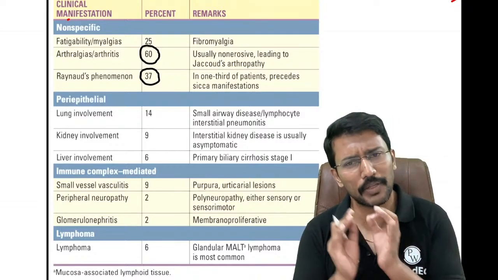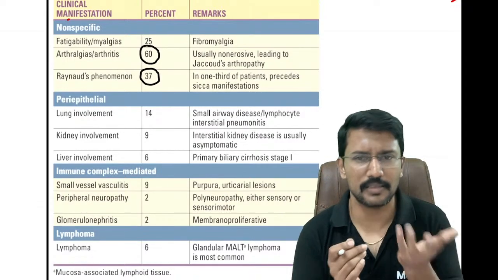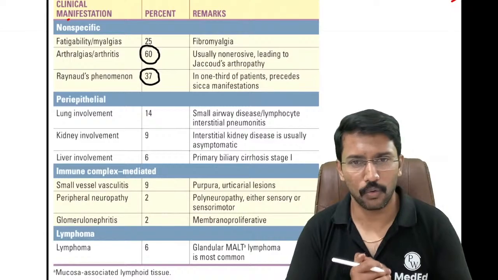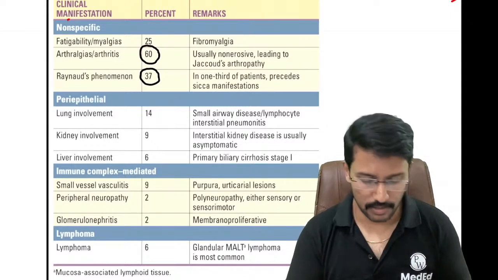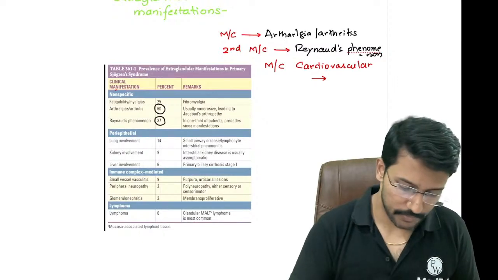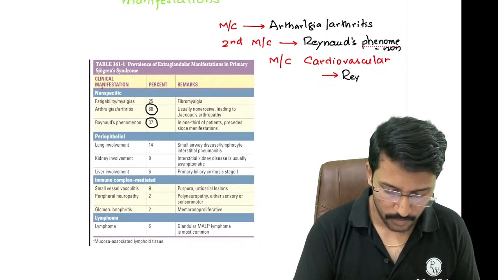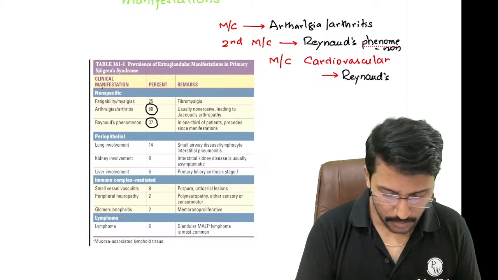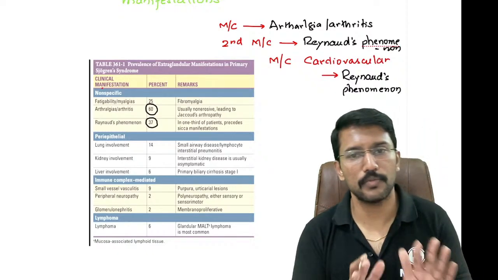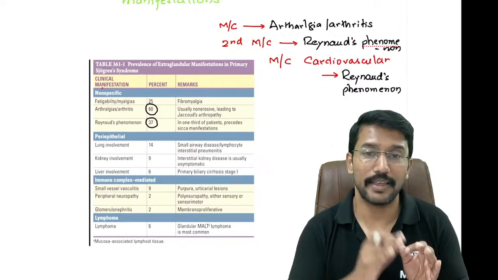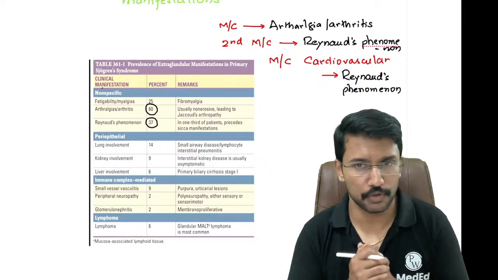Raynaud's phenomenon is a pathology of the blood vessels, right? Intense unnecessary vasoconstriction on exposure to cold. So the matter concerns blood vessels. Which system does it come under? It comes under cardiovascular, right? So the most common cardiovascular manifestation is also going to be Raynaud's phenomenon. So these are the 3 MCQs that they can ask you regarding the extraglandular manifestations of Sjögren syndrome.